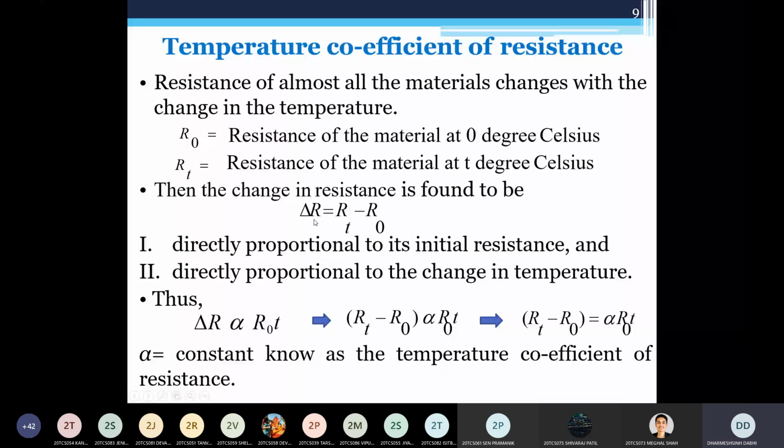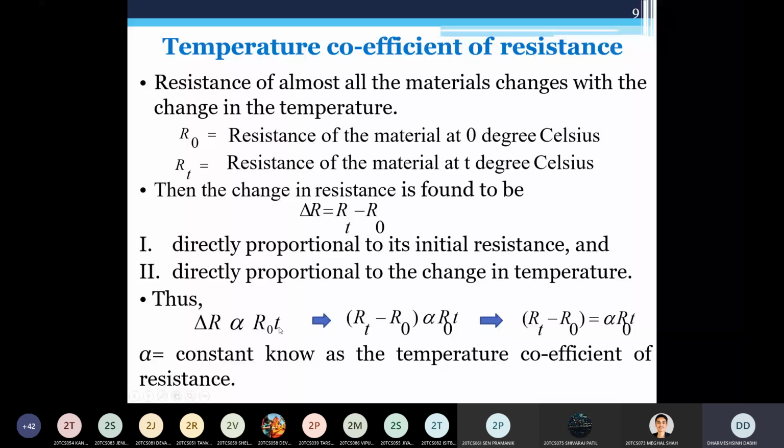Generally this change in the resistance is directly proportional to the initial value of resistance. Initial value of resistance means resistance at 0 degree, which is R0. So delta R is directly proportional to R0, the initial resistance, and it is also directly proportional to the change in temperature. Change in temperature means T minus 0, so it is T. So delta R is directly proportional to R0 into T, where R0 is the initial resistance and T is the temperature difference, T minus 0, or you can also write T2 minus T1, whatever temperature you take.